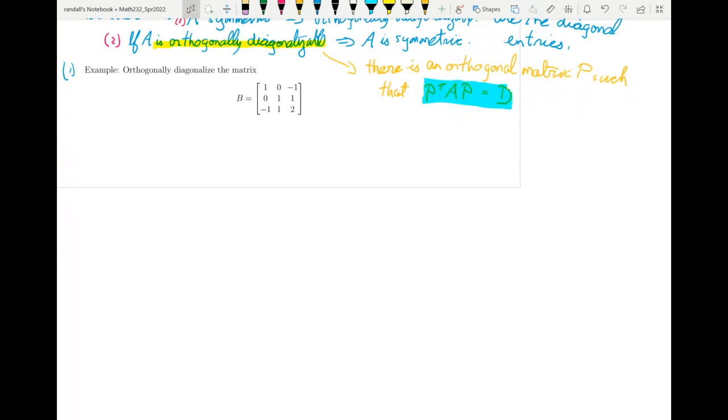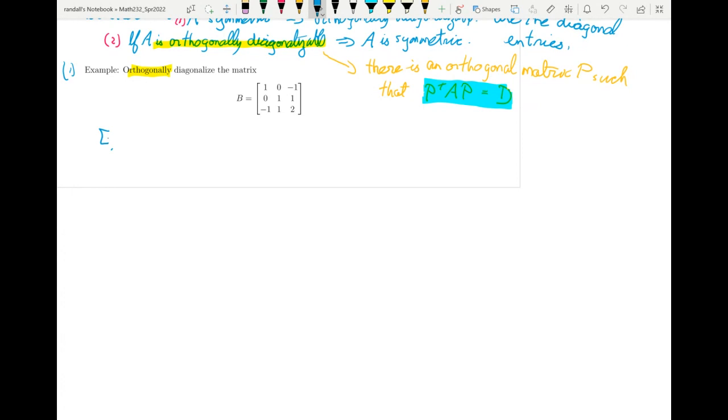Orthogonally diagonalize this matrix. Well, you roll up your sleeves and you go through this whole process that began in section 6.2 about diagonalizing a matrix. You go through that whole process, eigenvalues, eigenvectors, but to orthogonally diagonalize, right, there's this extra step you do at the end, and you orthonormalize the eigenvectors. Okay, so let's go through here.